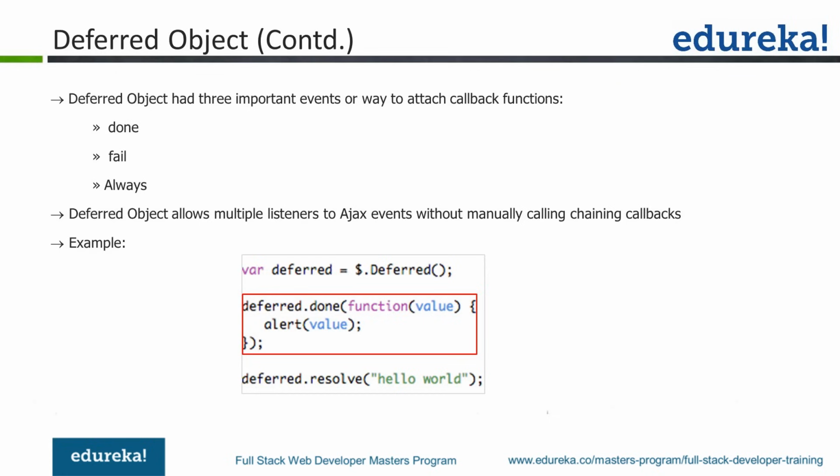The deferred object also has other callback functions called done, fail, and always. It also allows you to attach multiple listeners to AJAX events without manually chaining callbacks. Chaining callbacks is something I described to you earlier. It's very useful in that way, where you can have multiple listeners to AJAX events and respond to scenarios in different ways based on what you're getting.